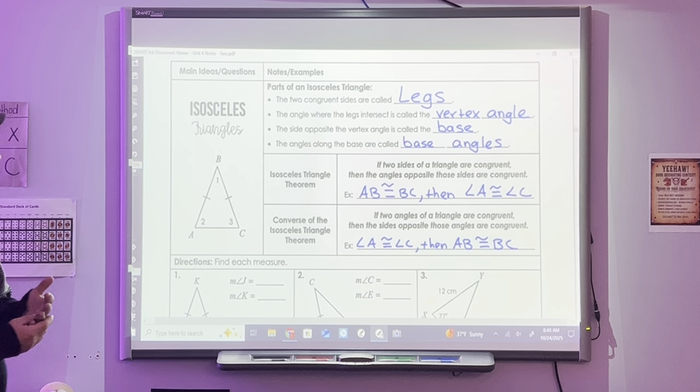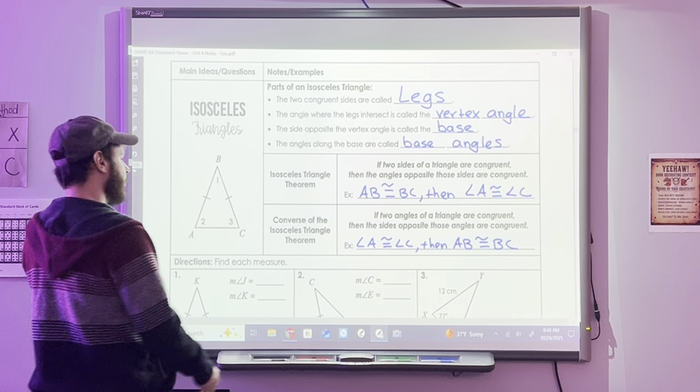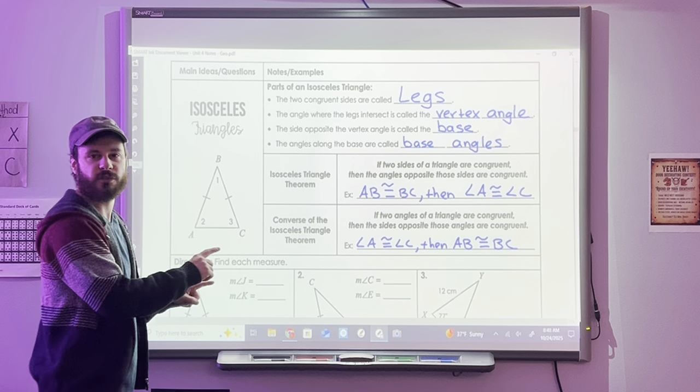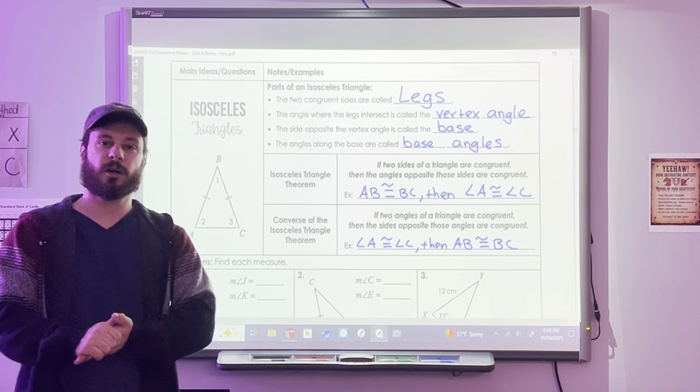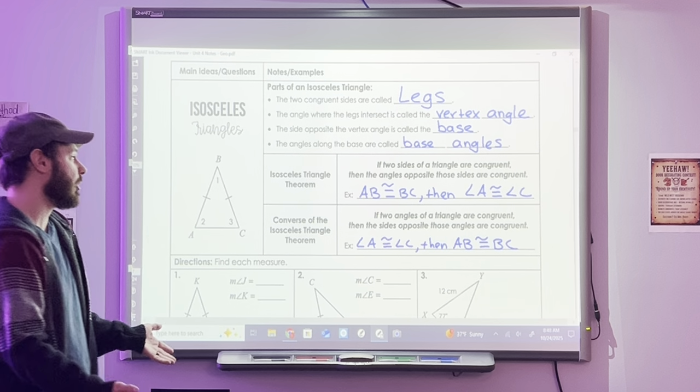The angles along the base are called the base angles. Okay, so these base angles are the congruent ones. And that will be super important because when I draw my pictures, my base angles, my bottom angles will always be the two that I set equal to each other.